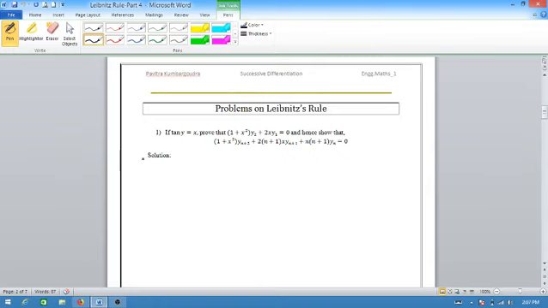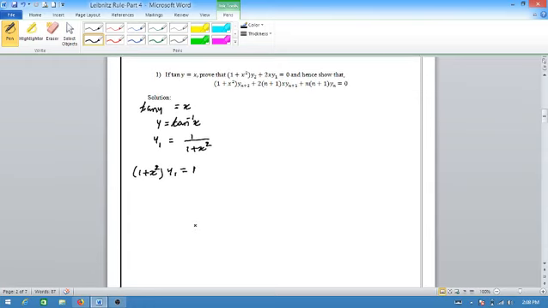Given tan y is equal to x. So you write it as y is equal to tan inverse x. Differentiating with respect to x, you will get y1 is equal to the differentiation of tan inverse x, which is 1 divided by 1 plus x square, right? So cross multiply, so that is (1 plus x square) into y1 is equal to 1, right?